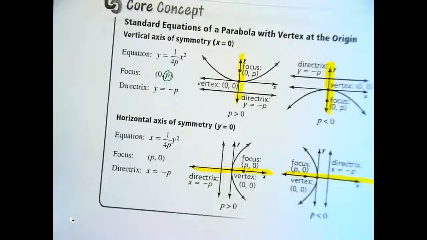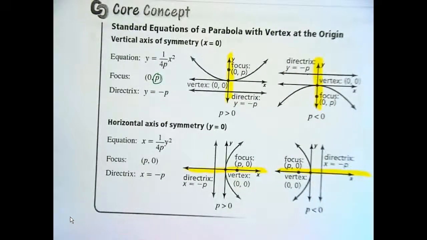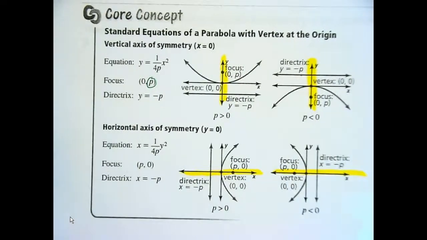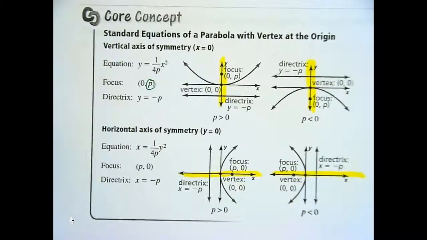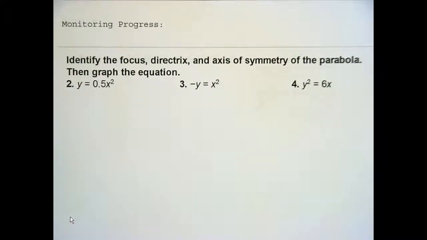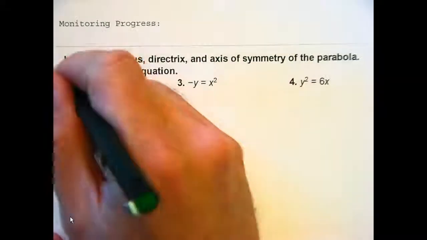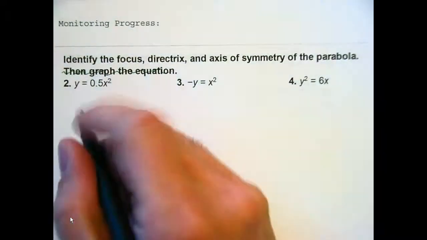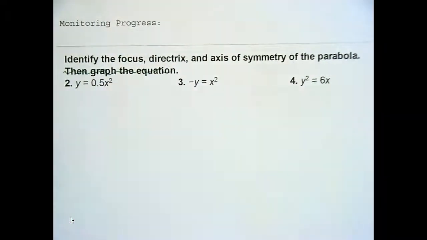All right. How many are with me? Brand new stuff. Walsh, you with me? Yeah. You sure? I mean, it's a little confusing, but confusing in the way that I just don't know it all yet. Okay, well, let's try these. These will hopefully confuse us less. Identify the focus, directrix, and axis of symmetry of the parabola. We're not going to worry about graphing it quite yet. Okay? All right. Focus, directrix, and axis of symmetry of the parabola.